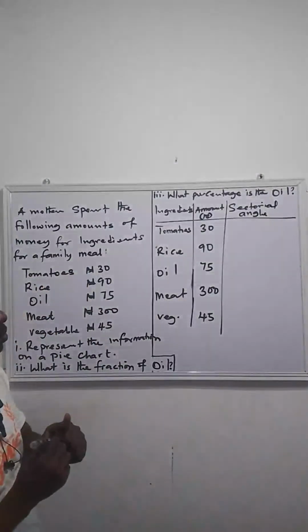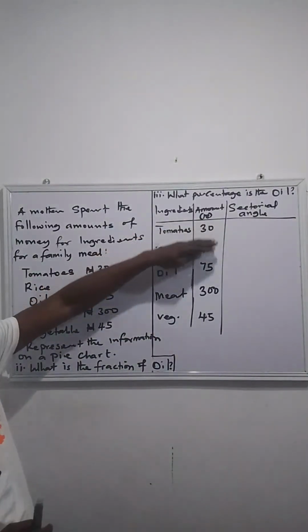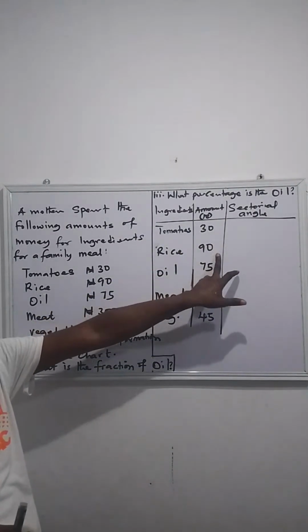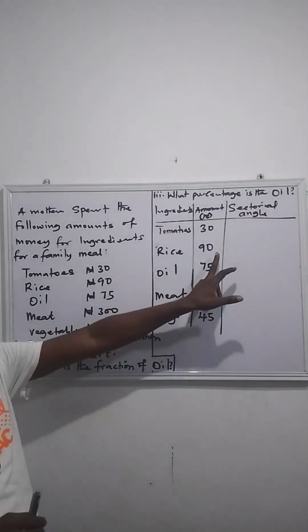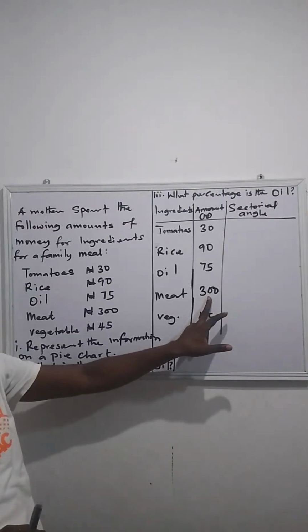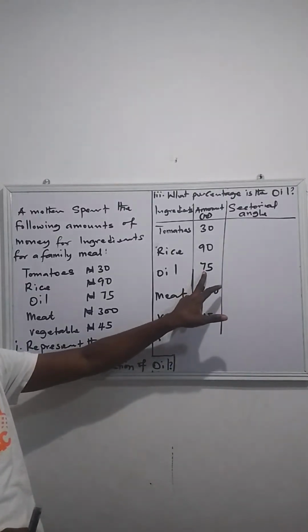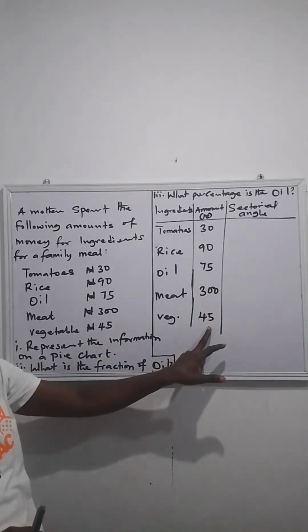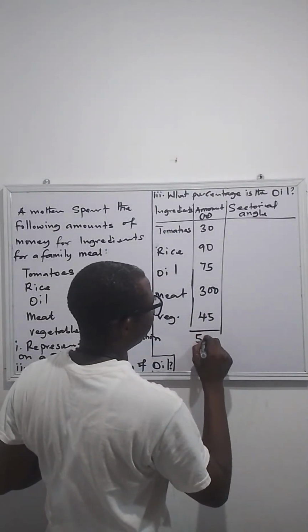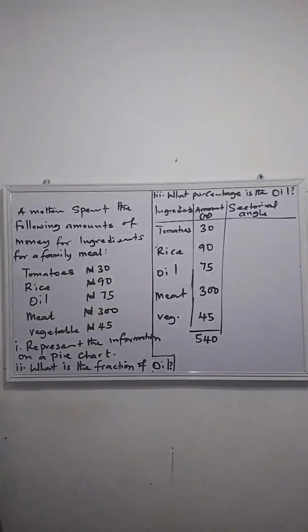So before we do that, let's add all these together and see what we have. When you add this and this together, you have 120, right? So 120 plus 300, that gives you 420. 420 plus this, plus 75, that's 495. Everything is going to be 540. So the total is 540.